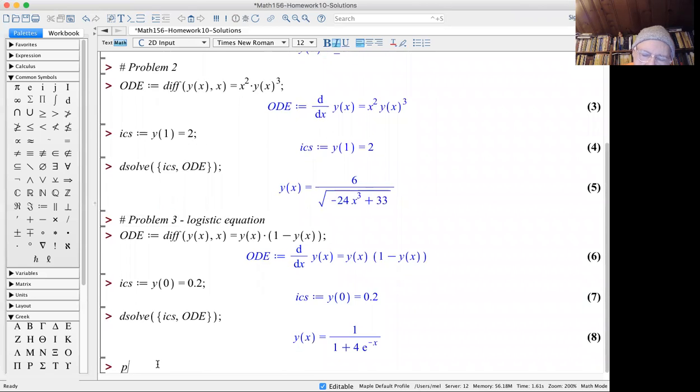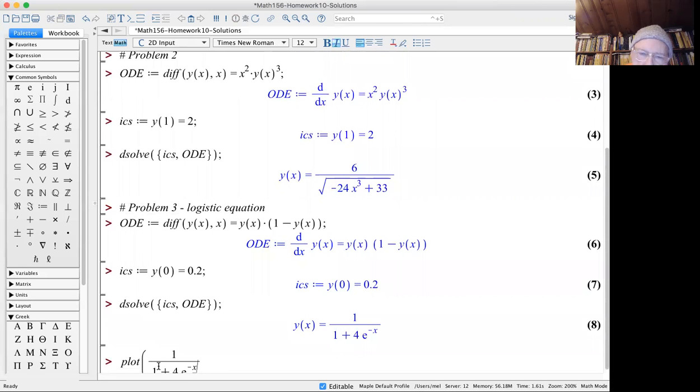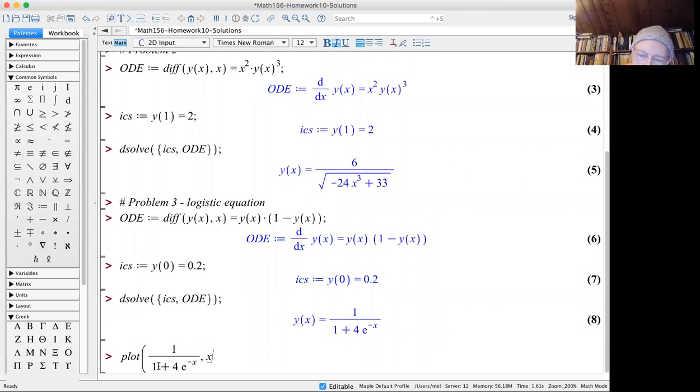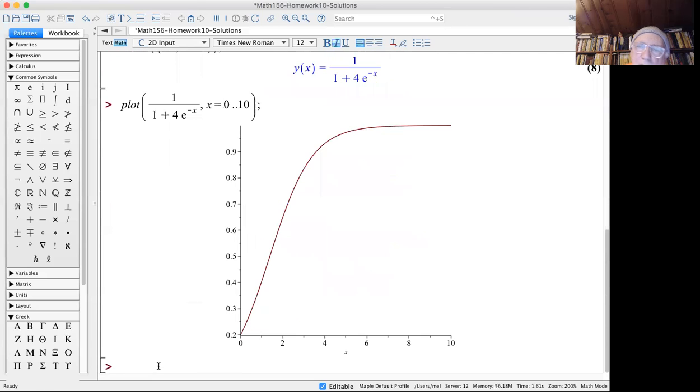And if you plot this, this is the function we're plotting. The x goes from 0 to 10. That's what it looks like. When x is 0, it has the value 0.2. It looks like it's growing exponentially, and then it tails off and approaches 1 asymptotically. That's what it looks like. Okay.